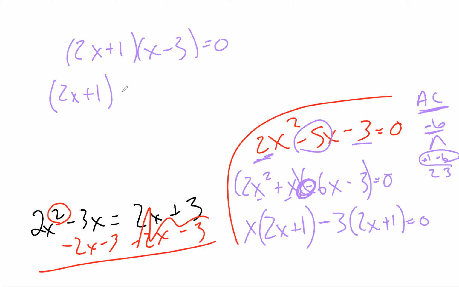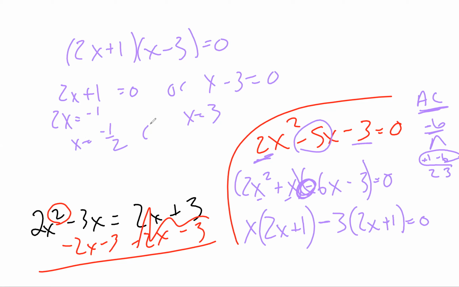Plus 1 equals 0. I don't know why I put those in parentheses either. They're not needed. And then I'm going to solve each one of these little guys. And so quickly, I'm going to get x is equal to a positive 3, or I'm going to see 2x is equal to negative 1, x is equal to negative 1/2. After all that work, I finally have 2 answers.